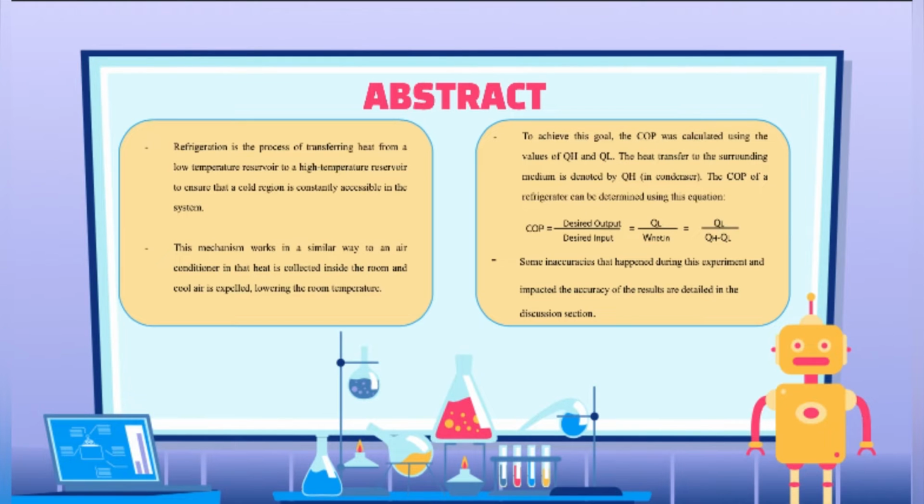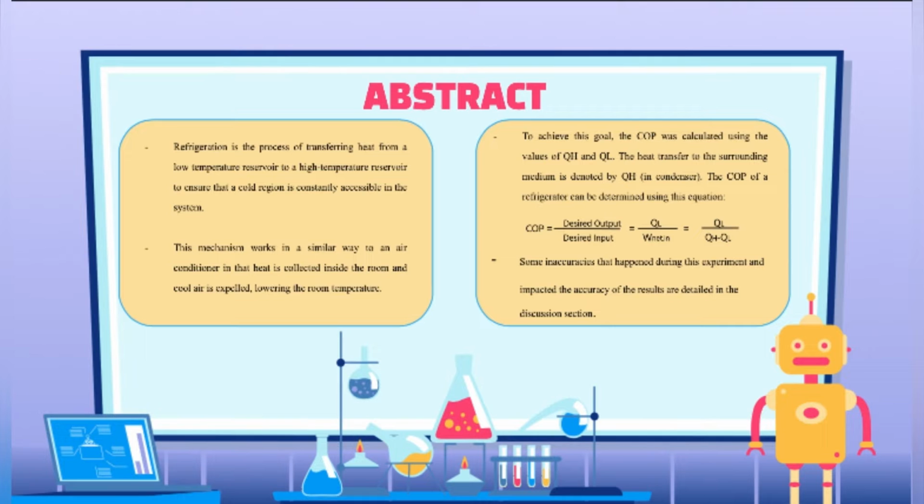Refrigeration is the process of transferring heat from a low temperature reservoir to a high temperature reservoir to ensure that the cold region is constantly accessible in the system. The purpose of the laboratory experiment is to look into the vapor compression cycle by referring to the Hilton R71 refrigeration system. Condenser, compressor, expansion valve, and evaporator are the 4 essential components of a refrigeration cycle system.